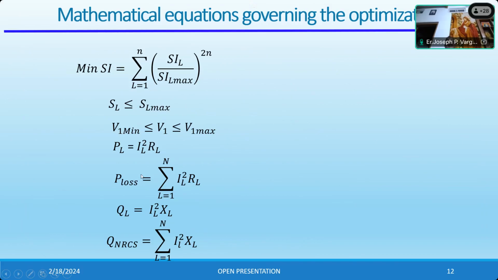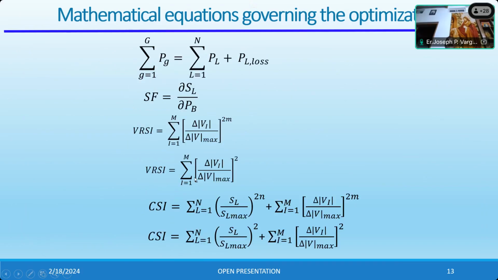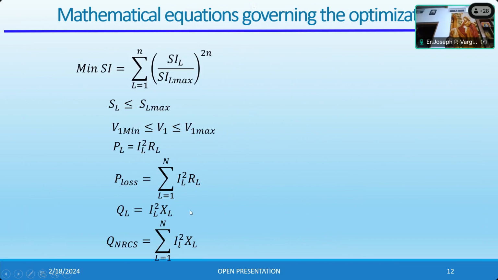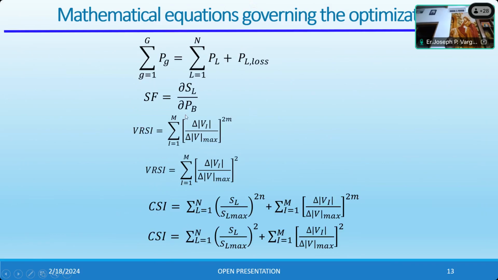We know that the transmission loss PL is IL squared RL, and the system loss is the sum over L equal to 1 to n of IL squared RL. The reactive power utilized for the magnetization of the transformers is not utilized for loads, and this reactive power loss is mentioned as IL squared XL. The system reactive power loss is the sum. We also know that the power generation is the sum of the load plus losses.